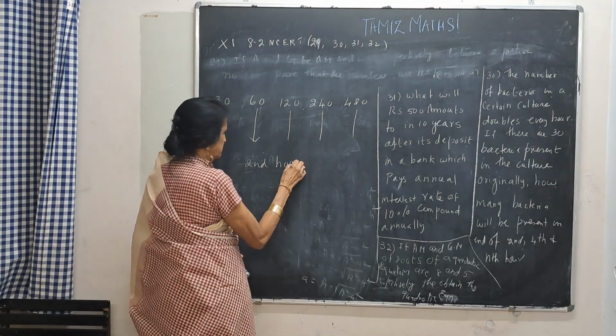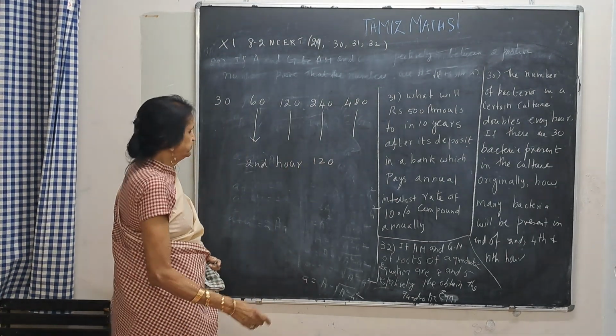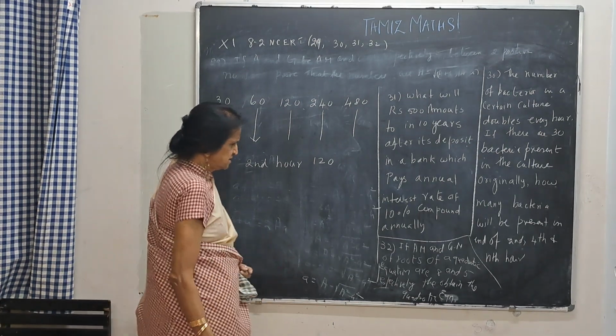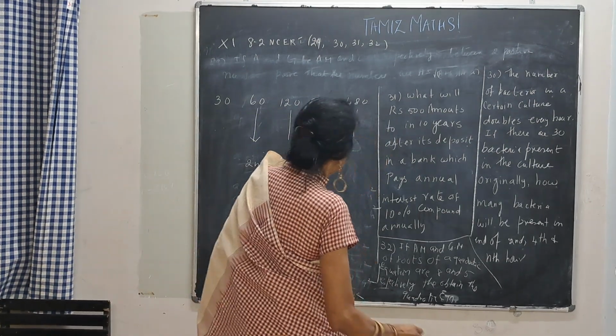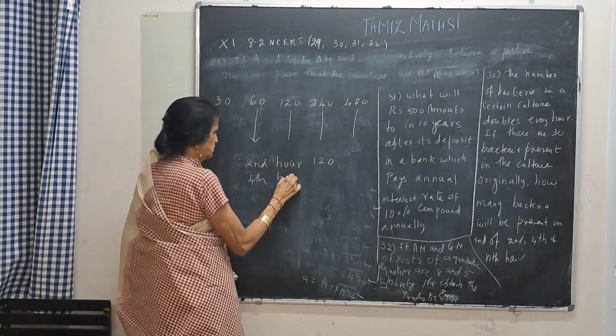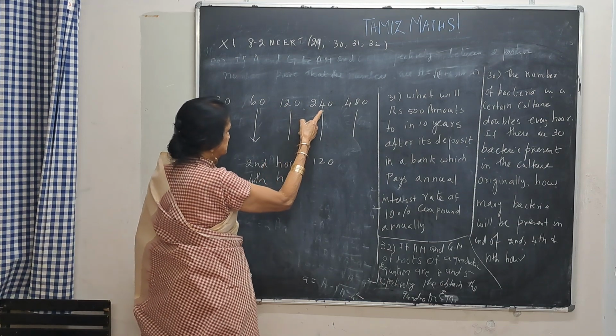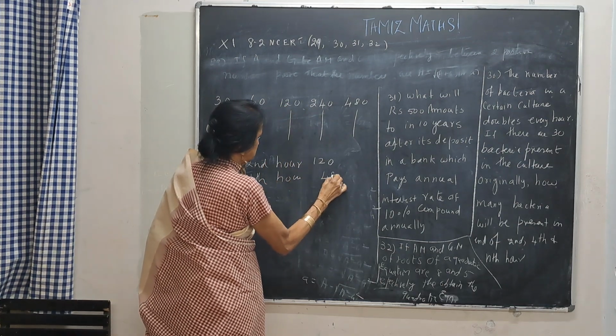Second hour, 120. Then fourth hour. Then what is he asking next? Fourth hour. This is the first hour, this is the second hour, this is the third hour, this is the fourth hour. Bacteria in the fourth hour.